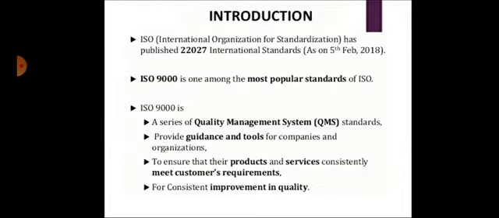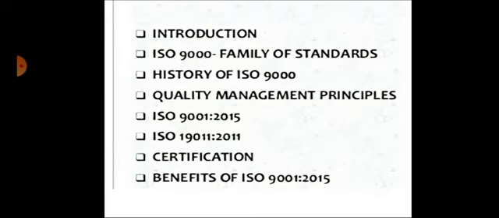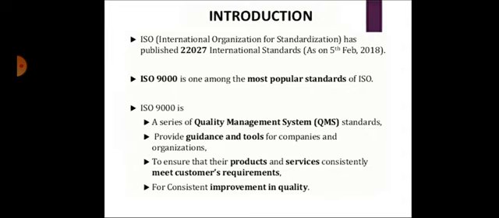Introduction. ISO, also called the International Organization for Standardization, has published around 20,027 international standards up to the 5th of February 2018. ISO 9000 is one among the most popular standards of ISO. ISO 9000 is a series of quality management system standards.